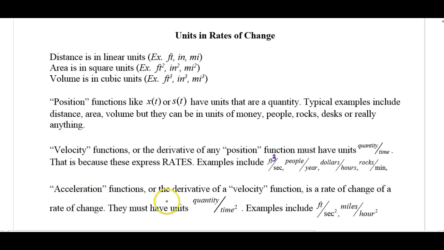Now, acceleration functions, or the derivative of a velocity function, is a rate of change of a rate of change. These must have units of a quantity over a time squared. So examples might include feet per second squared, or miles per hour squared. So units of the derivative of a velocity function, or a rate of change of a rate of change, so the second derivative of a position function, have to have units where the time unit is squared.